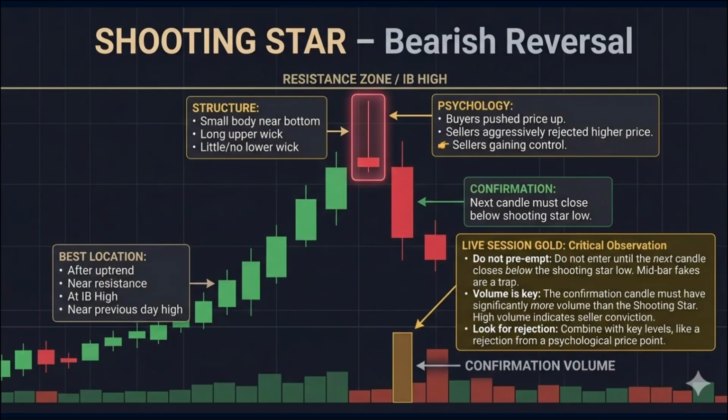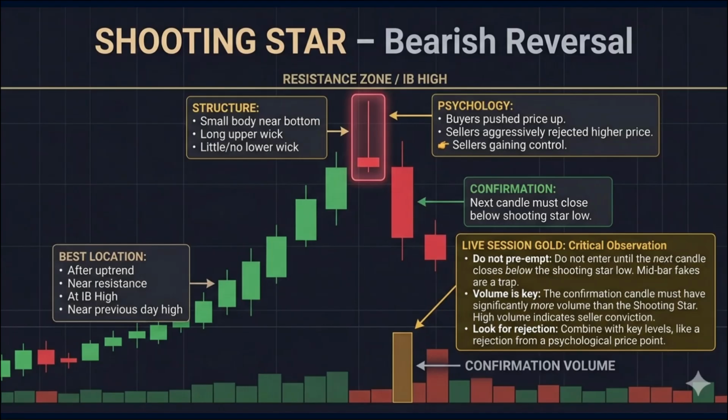Okay, so which is our next pattern? We call it a shooting star, which is a bearish reversal. The shooting star pattern is a critical bearish reversal signal that often marks the peak of the rally. It is completely opposite to the hammer pattern.